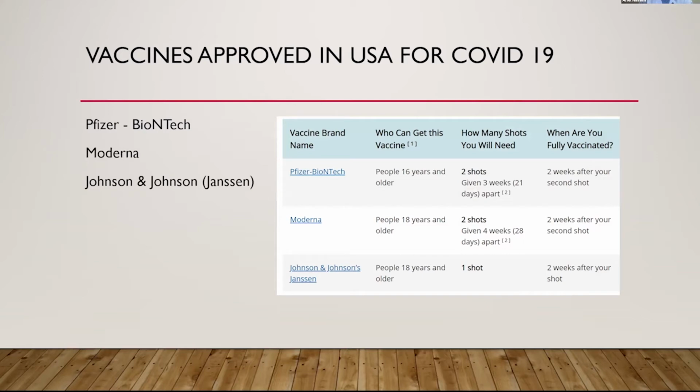Again, Pfizer has been approved for anyone over the age of 16. It's two shots to the arm, 3 weeks apart. And then the Moderna is anyone over 18 years old can qualify. And it's 2 shots 4 weeks apart. And again, it usually takes 2 weeks after the second shot to recognize that full immunity.